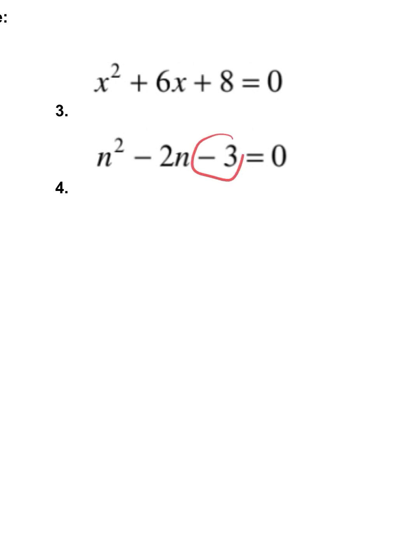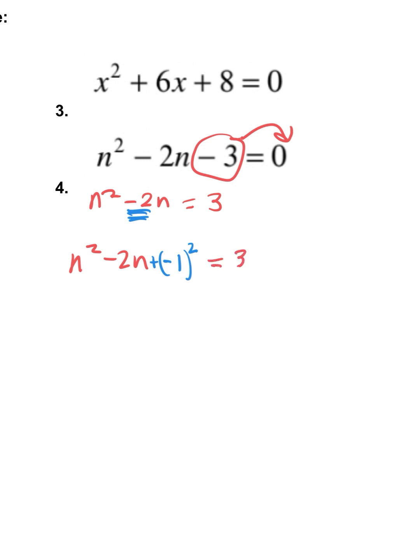So we're going to move this negative 3 to the other side, and so you're going to get n squared minus 2n equals 3. And then you're going to add the half of this b term squared to both sides. So the original expression looks like this, n squared minus 2n, and then you're going to add half of that. Half of negative 2 is negative 1. We're going to add that squared to both sides. So equals 3, and again, we're going to add negative 1 squared to both sides.